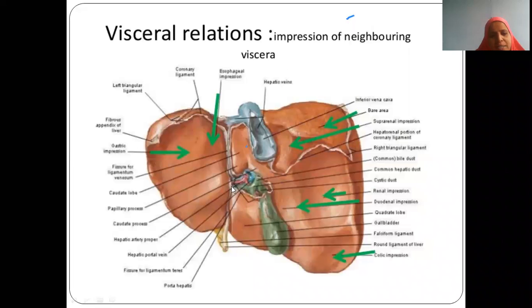Now this is the Netter's atlas picture where all green arrows are kept for our better understanding. So this first green arrow, adjacent to the fissure for ligamentum venosum, we have the esophagus. After the esophagus, this area you will have the stomach, right? This is the gastric impression. This side duodenum comes. Duodenal impression. This side right kidney comes, right renal impression. This area right suprarenal gland. Right suprarenal impression, and of course this area is the bare area.